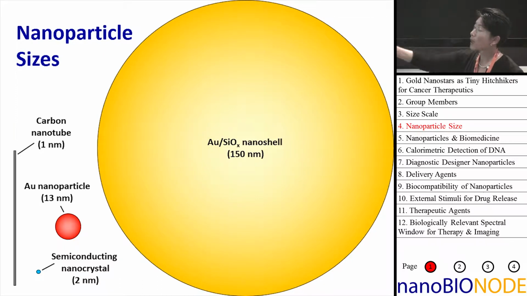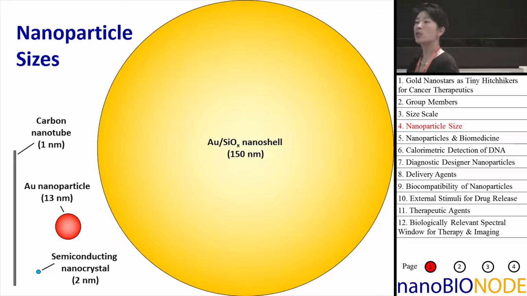A carbon nanotube diameter is about 1 nanometer. An average gold colloid is about 13 nanometers, and a semiconducting nanocrystal, such as cadmium selenide, is on the order of 2 nanometers. As a reminder from the earlier slide, DNA is on the order of 2 nanometers, and red blood cells are 5 to 10 microns. Other mammalian cells are on the order of 20 microns. So there's a range of length scales that you might need to span in order to investigate certain biological processes.